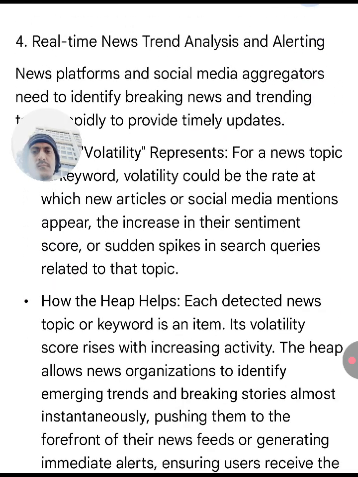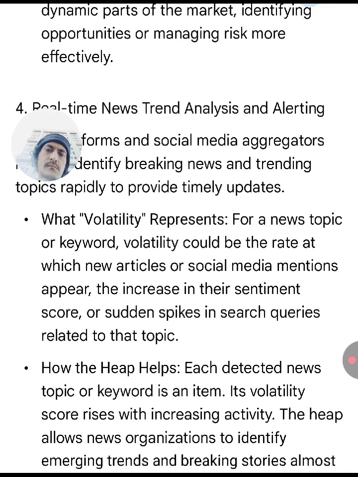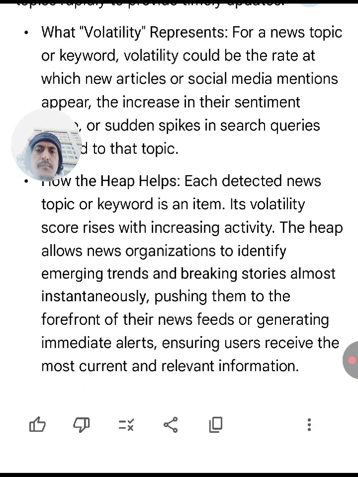4. Real-time news trend analysis and alerting. News platforms and social media aggregators need to identify breaking news and trending topics rapidly to provide timely updates. What volatility? I'm going to ask another question.